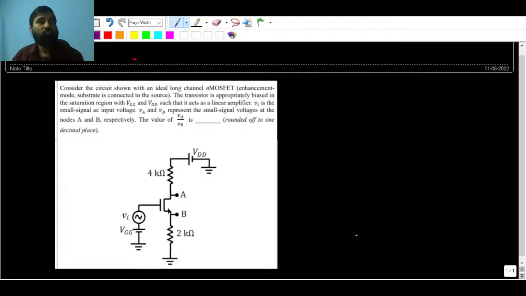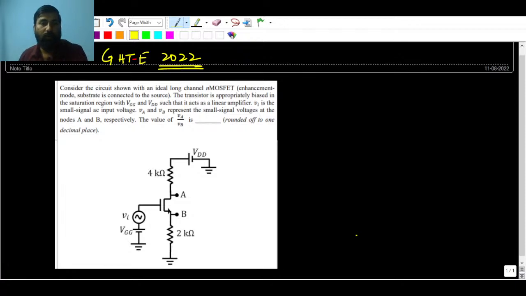Many of you take a lot of time solving this kind of question. That's why I brought this question. It was asked in GATE 2022. Whenever this kind of question is asked, if you follow my approach, you will get the answer very quickly. So let's solve this problem.